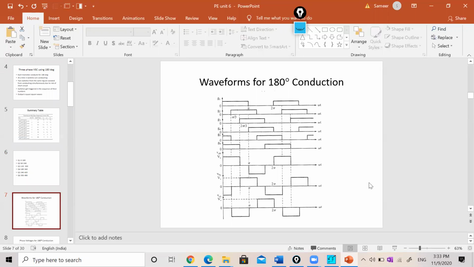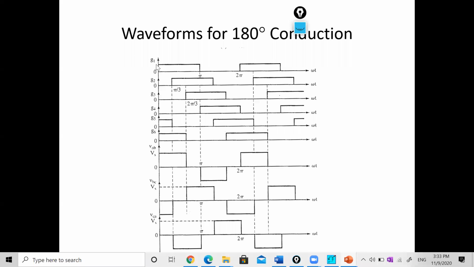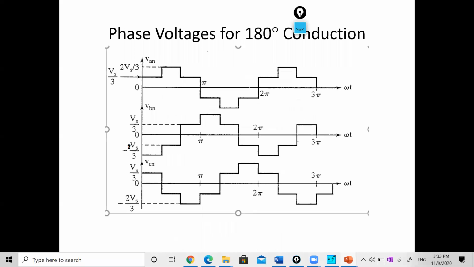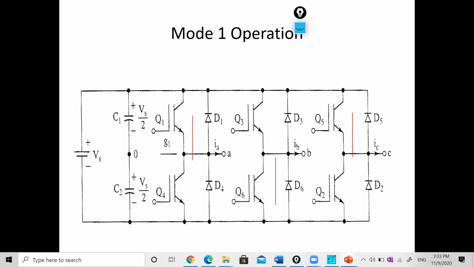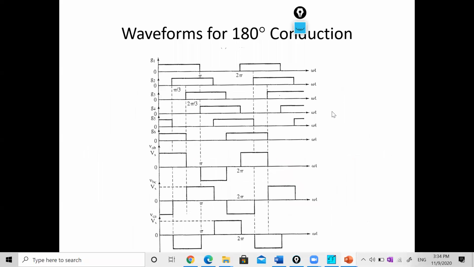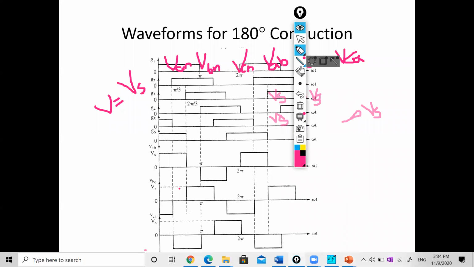Okay, these are our gate pulses. This is from 0 to 180, then 60 to 240, likewise. Now we have to find out the phase voltages. In mode 1 we are thinking that Q1, Q6 and Q5 are operating. You can directly find out from here. This is 0 to 60 degree.